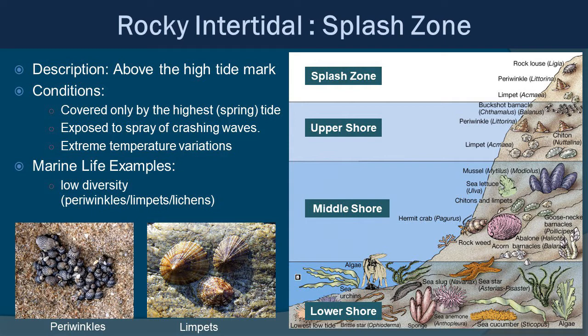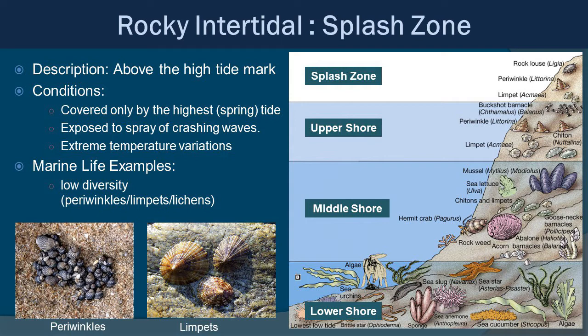But you can also have extreme temperature variations because, of course, being exposed to air, if it's really sunny, you're going to get really, really hot. In some of the colder climates, you could actually have the opposite, where the exposure to very cold air makes it very, very cold. So there are these big temperature shifts that can occur here.